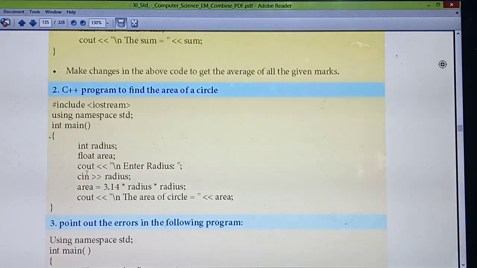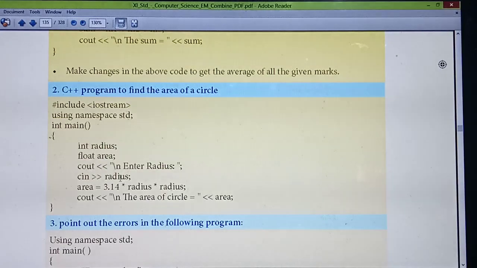Yes. Next, in the output screen, you enter the radius. So "enter the radius", then semicolon. Okay. So enter the radius. For that you should give input. Input which variable do you need to give? Radius. So here only you are going to enter the radius.